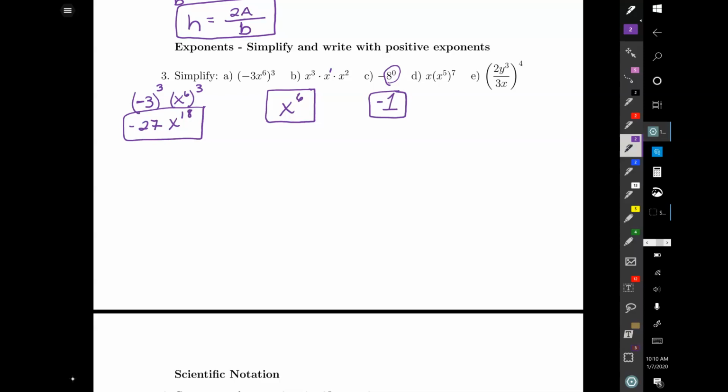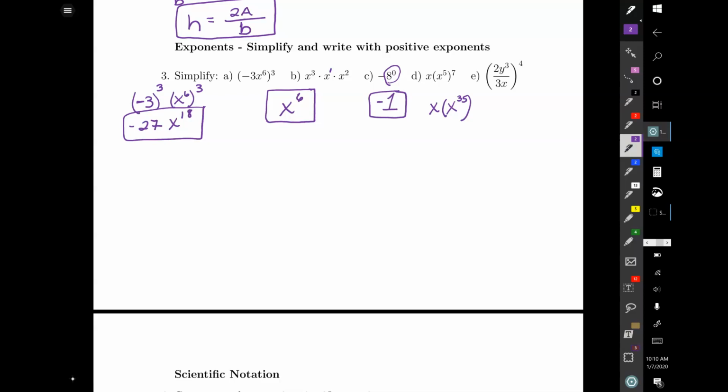Now part D, we have x times parentheses x to the 5th power, close parentheses, raised to the 7th power. So for now I'm going to keep the x just where it is, that starting x, and then I'm going to apply the power rule to x to the 5th raised to the 7th. So I'm going to multiply my exponents there. So I have x times x to the 35th power.